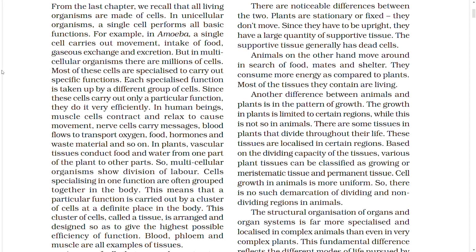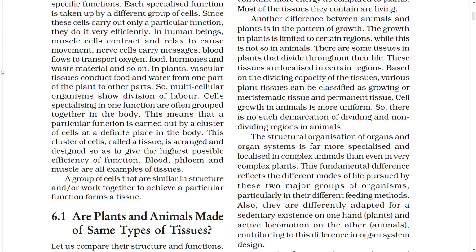Cells specializing in one function are often grouped together in the body. This means that a particular function is carried out by a cluster of cells at a definite place in the body. This cluster of cells, called a tissue, is arranged and designed so as to give the highest possible efficiency of function. Blood, phloem, and muscle are all examples of tissues. A group of cells that are similar in structure and work together to achieve a particular function forms a tissue.